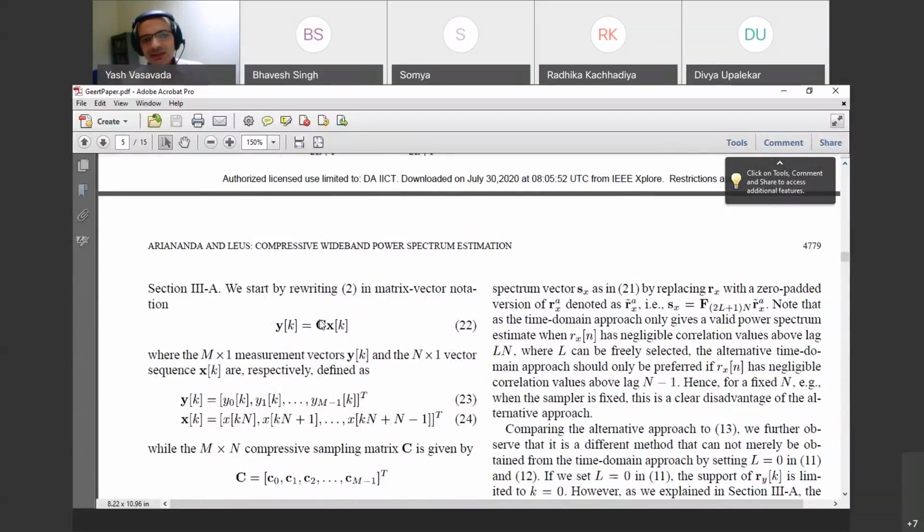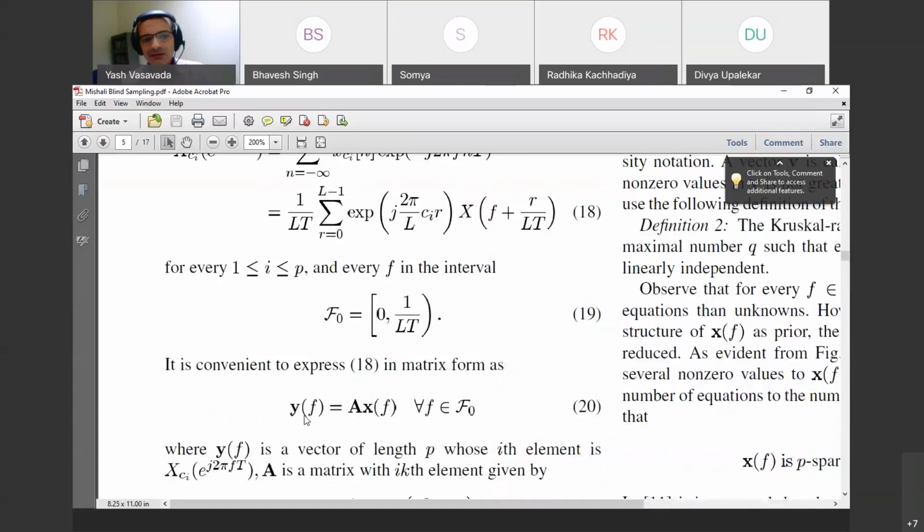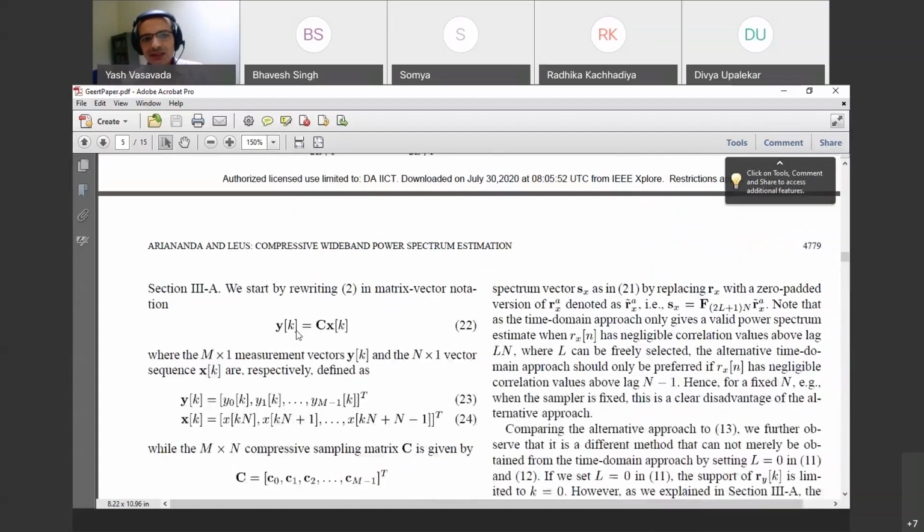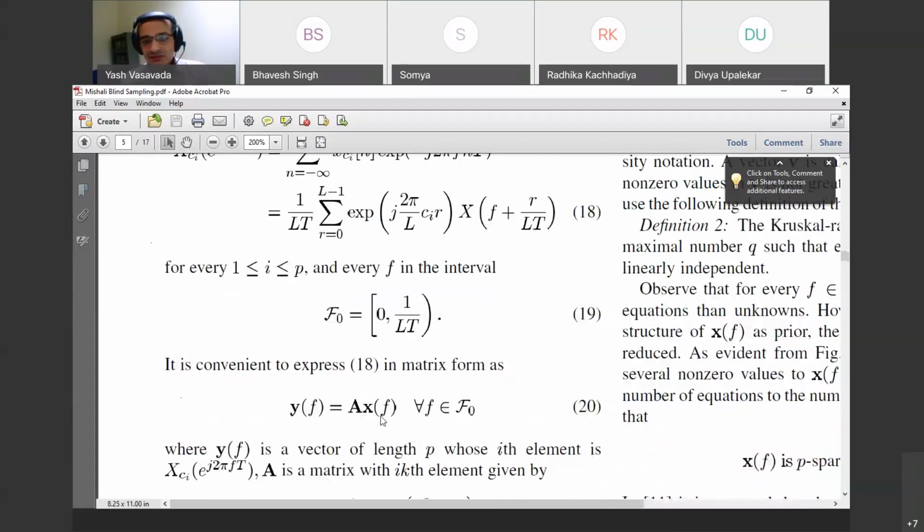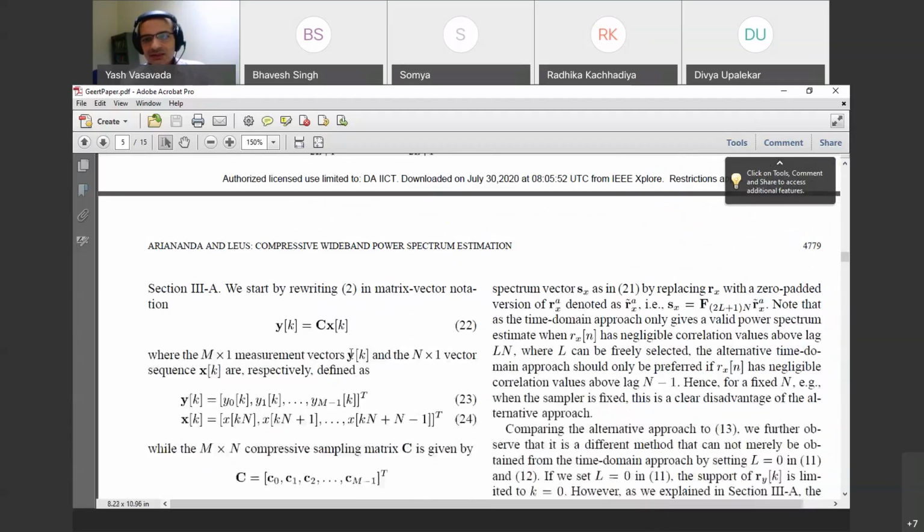This capital C matrix here is the same as the capital A matrix of Michali and Elder's paper. This y of f is equal to A times x of f. This y of k is equal to C times x of k. They are writing this equation of Michali and Elder, equation 20, which is in the frequency domain. The same equation they are writing in the time domain. The matrix C doesn't change.